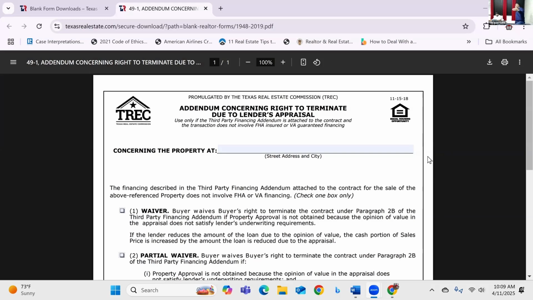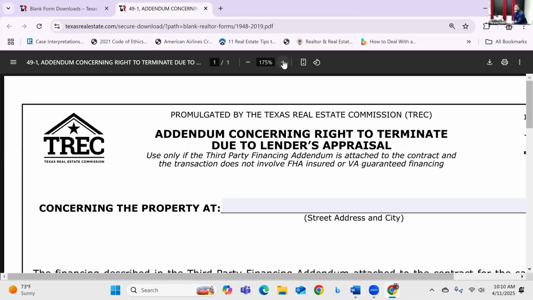However, this form is really just saying, as a buyer, this is what you're willing to pay for this property, to consummate the sale, even if it didn't appraise at this value. That's what it's really for. Probably the most important thing is, you look at the form, it says use only if the third party finance addendum is attached to the contract and the transaction does not involve FHA or VA. So you cannot use this form for an FHA buyer or a VA buyer.